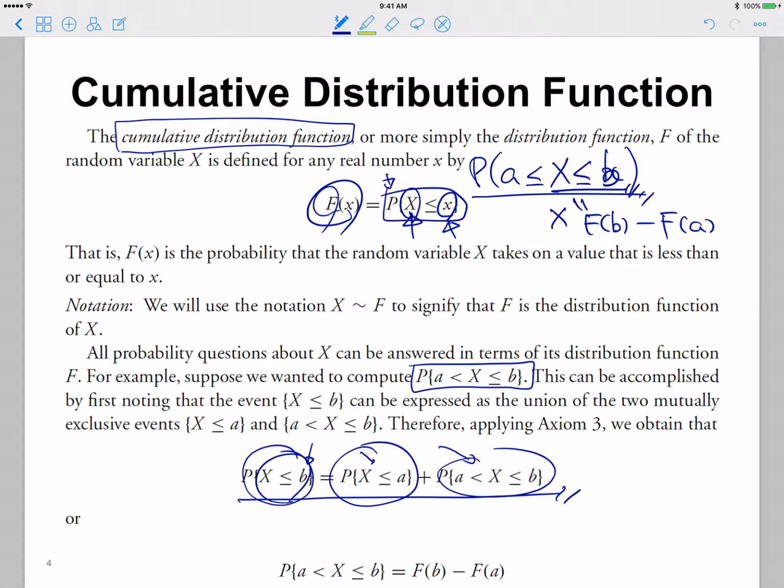Okay, and then let me ask a few more things. What is the function value at positive infinity? So it is the probability of x being equal to or less than plus infinity, which covers all the cases. And so that probability should be 1, right? Then F of x will thus have a range of this.